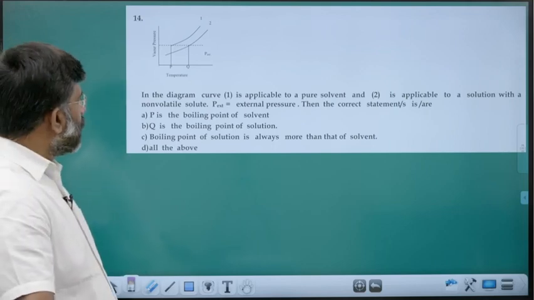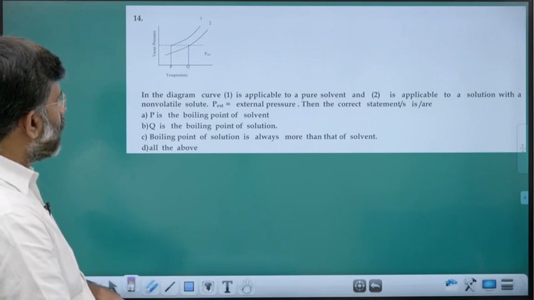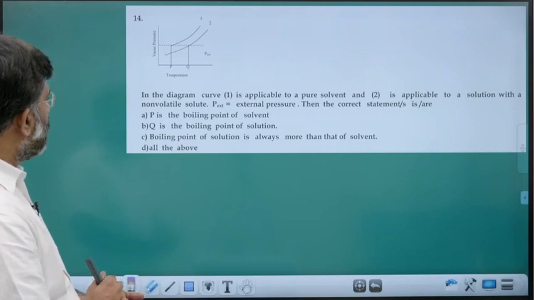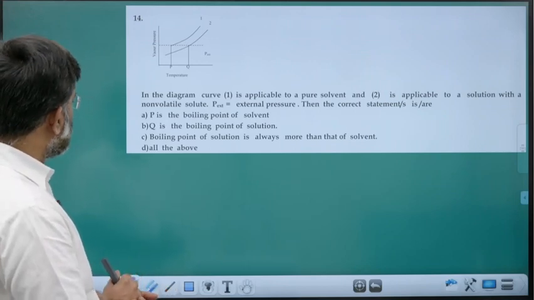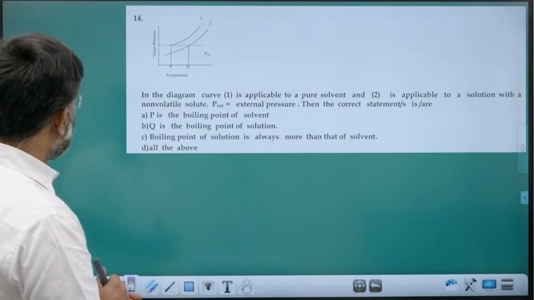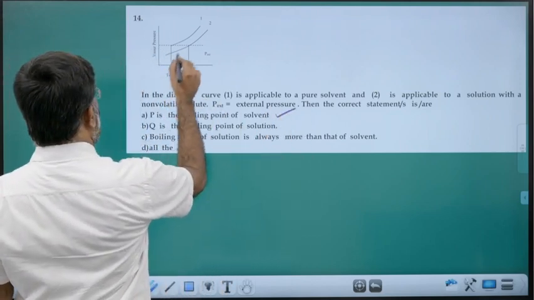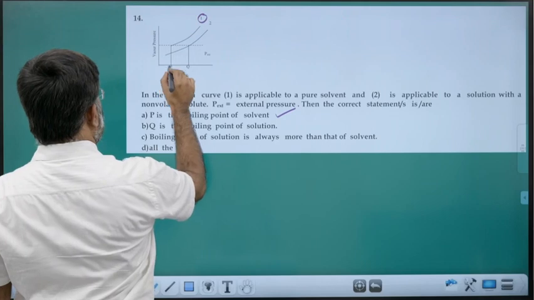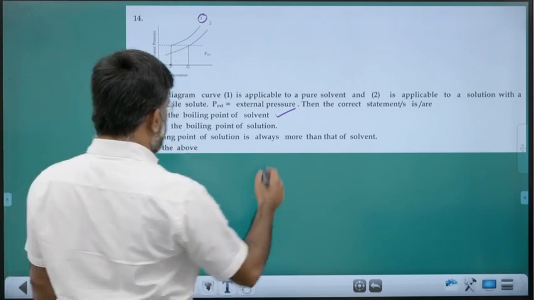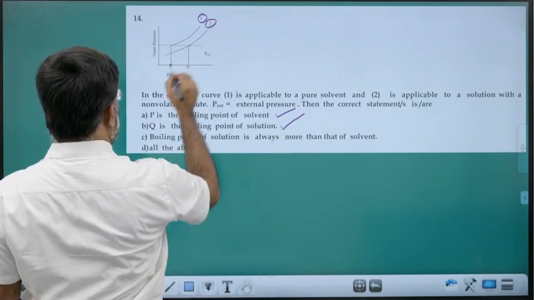In the diagram, curve 1 is applicable to pure solvent and curve 2 applicable to a solution with a non-volatile solute. P is external pressure. Then the correct statement: P is the boiling point of solvent. True. This is the boiling point of solvent because this is solvent. Q is the boiling point of solution. True. This is solution. So Q is the boiling point of solution.